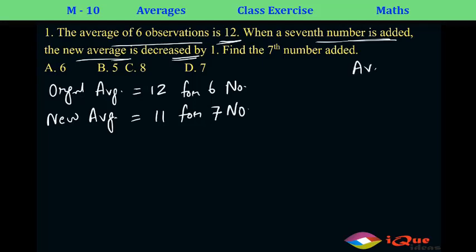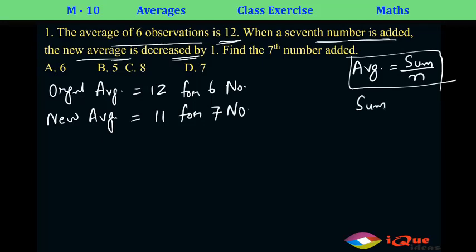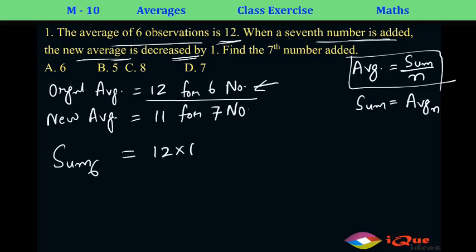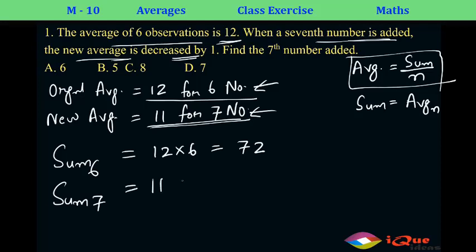Now, before going ahead, what was the theory of averages? Average is equal to total sum divided by total number of items. From here, you can calculate the total sum as average into the number of items. Now, look at the first situation. 12 is the average for 6 numbers, so that means the original sum of 6 numbers is equal to 12 into 6, that is 72. And 11 is the average of 7 numbers, so that means the sum of 7 numbers, including the 7th number, is 11 into 7 items. So it is equal to 77.